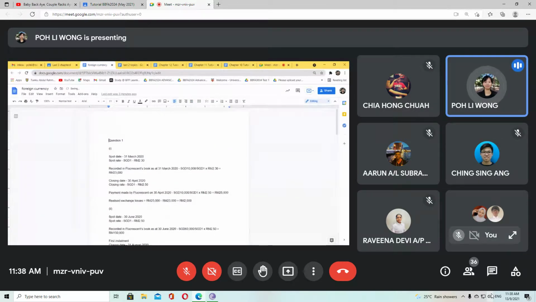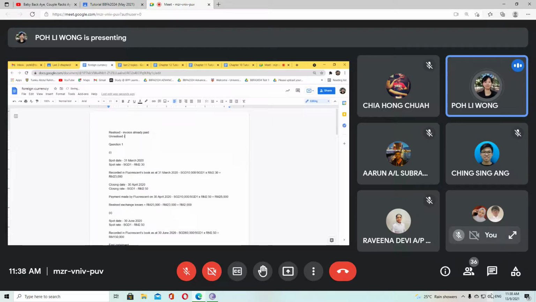Okay, so here, realized means that the invoice is already paid. Unrealized means that the invoice remains unpaid or partially unpaid. Okay, so that's the difference between realized and unrealized.